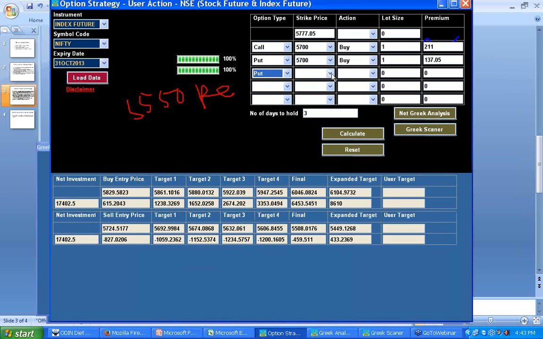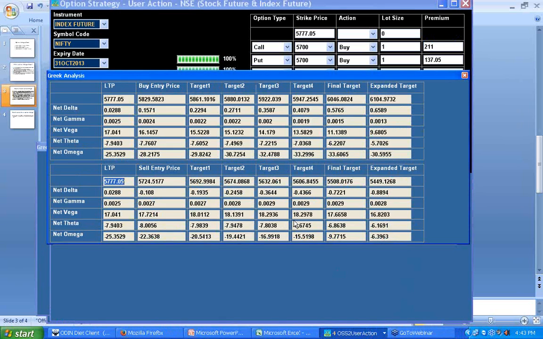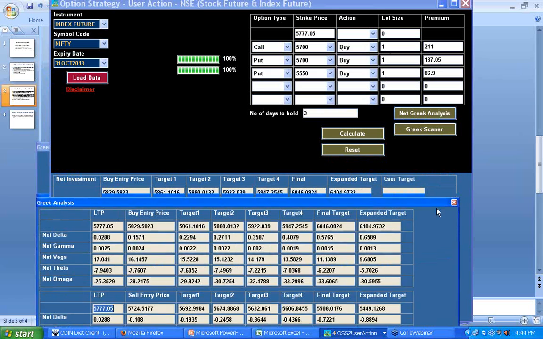So I have chosen the 5,550 put, buy one lot, and now I recalculate. What happens? I brought the delta to 0. If I go for the net Greek analysis now, the net delta, which was 0.27, has reduced to 0.0288, which is almost equal to 0. You cannot derive exactly 0, but still you have brought it to near 0 level.